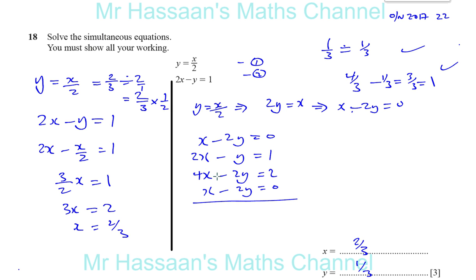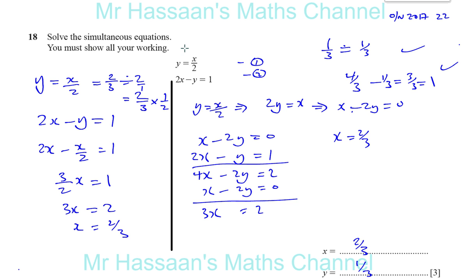And if I subtract these two equations from each other, okay, I'm going to get 4x minus x is 3x, minus 2y minus 2y is 0. Remember, when you've got the same sign, you subtract. They'll disappear. So minus 2y minus 2y is minus 2y plus 2y, which is 0. And 2 minus 0 is 2. So we know that x is equal to 2/3, as we found earlier.